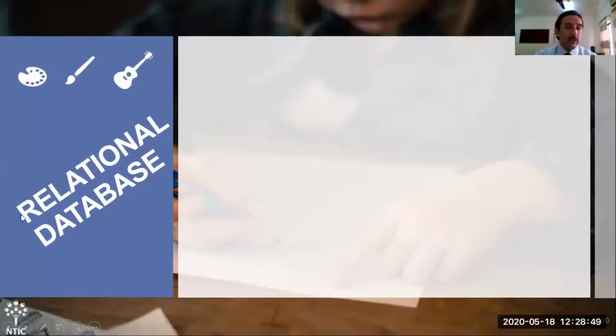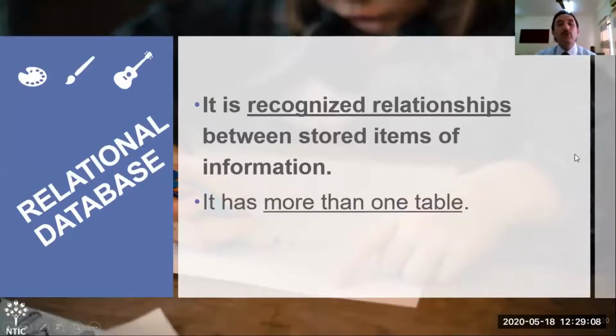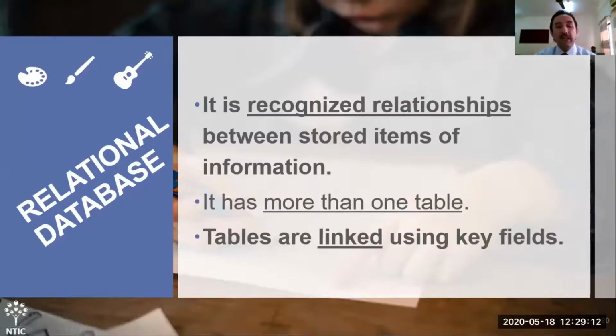Okay, the second one is, as you see here, the relational database. This has relationships between the other tables, the other items. How can we understand it? What is the meaning of this? It has more than one table, and tables are linked using key fields. What is the meaning of key fields? We talked about the primary key. If you have primary keys, you can make relationships between tables very easily and very healthily. If you don't have them, you can make a relationship, but it will not give good results, maybe not good information to you.